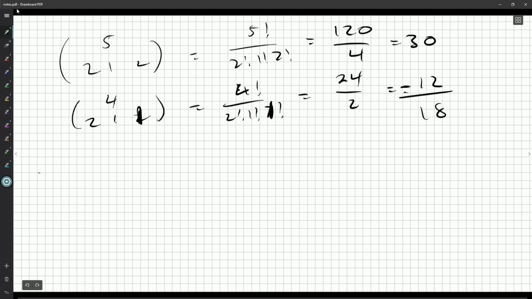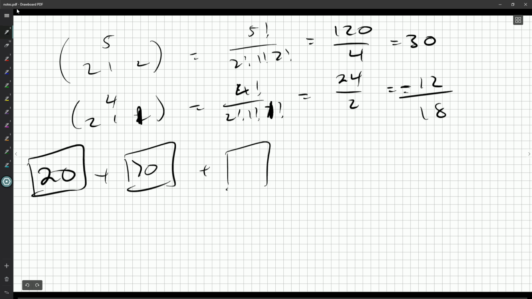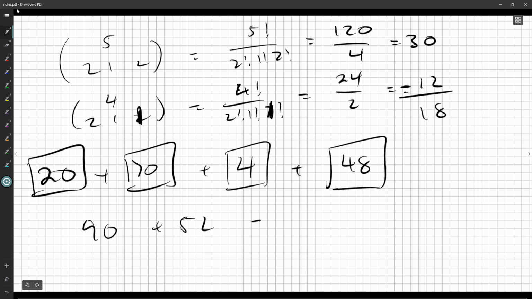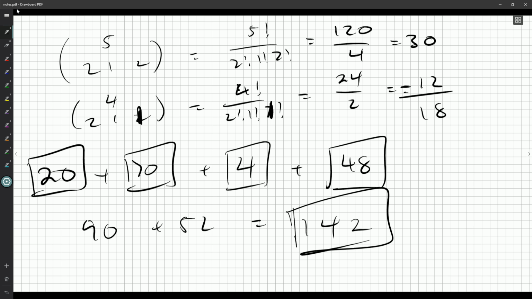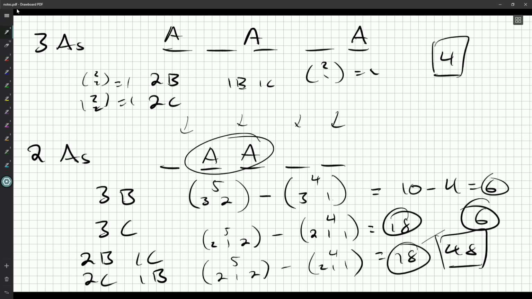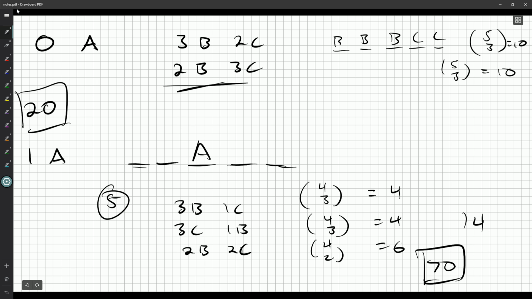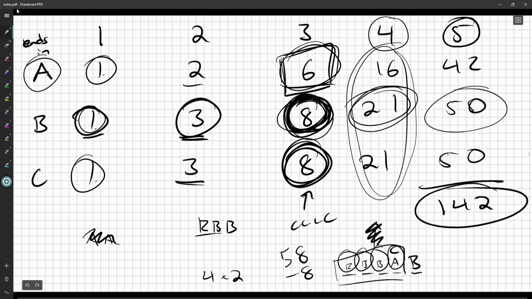So we've got 20 plus 70 plus, I think it was 4. Yep. Plus 48. So that's 90 plus 52. And look at that, it's 142. So same thing. I think the case-based work would be easier for someone to write up. But I think constructing the sequence, I like doing this. Sometimes they'll do questions like these with permitted sequences and non-permitted sequences. And I like just sort of building things up.